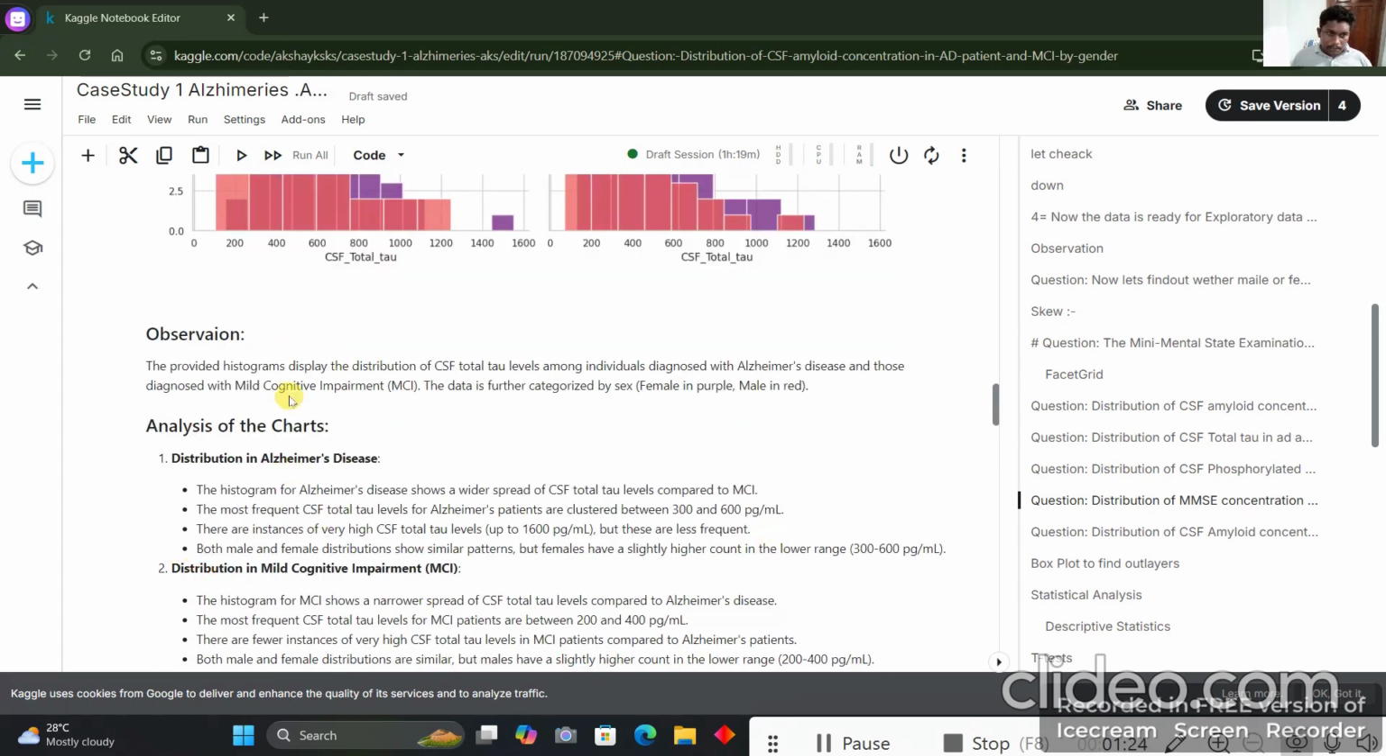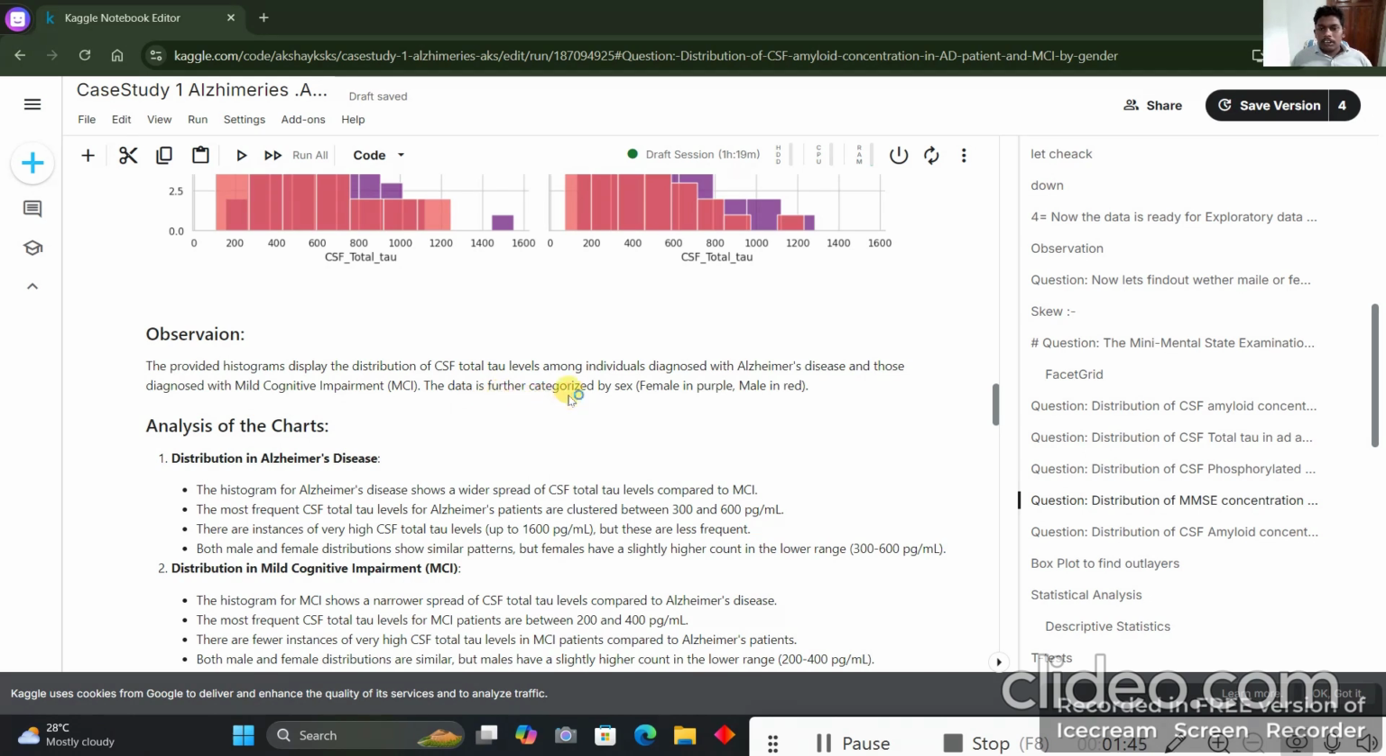MCI. Here the observation is that the provided histogram displays the observation of CSF total TAU levels among individuals diagnosed with Alzheimer's disease and those diagnosed with mild cognitive impairment, MCI.